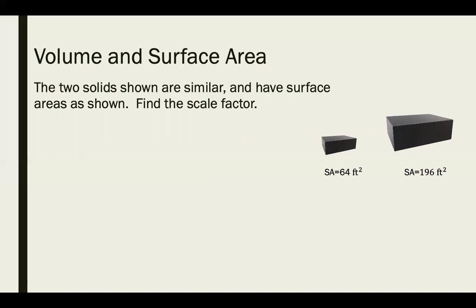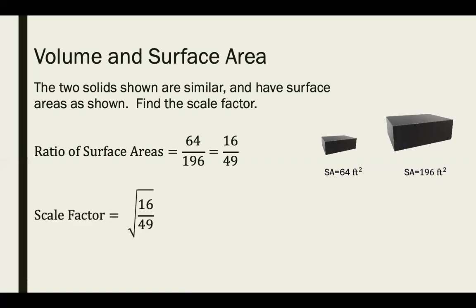Here we got two similar solids, and we got their surface areas. Let's just find the scale factor. So our ratio of the surface areas is 64/196. And that actually simplifies down to 16/49. We can divide the top and the bottom by 4. But that's not our scale factor. That's just our ratio of surface areas. But our ratio of surface areas is the scale factor squared. So to find the scale factor, we need to take the square root of 16/49. The square root of 16 is 4. The square root of 49 is 7. So our answer is 4/7 for the scale factor.